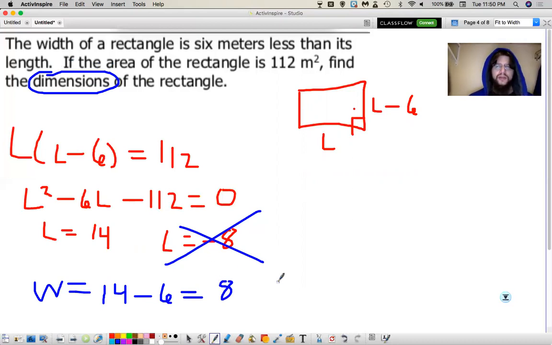Okay? Great practice for the ACT. They love doing that kind of thing. Then they might even have you say, what's the sum of the dimensions? And you add them together. And stuff like that.